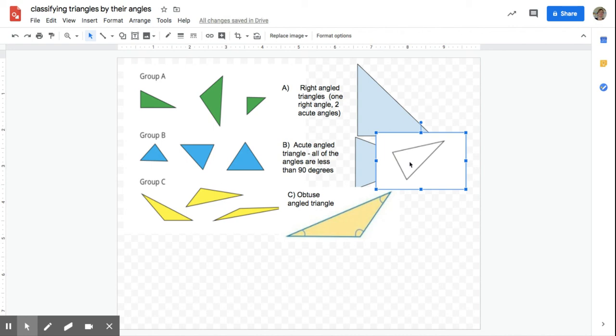So now you're going to go over and look at today's part of the Google Doc, and you are going to sort some triangles by their angles. There's also a couple of videos and some games to help you practice sorting by angles.